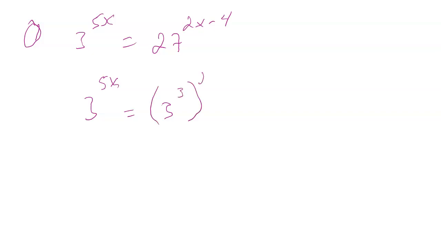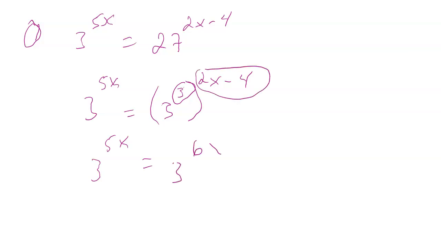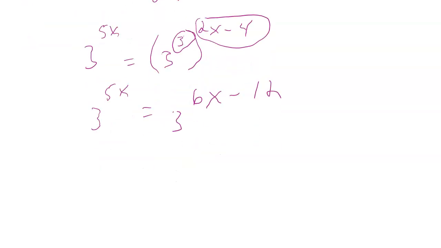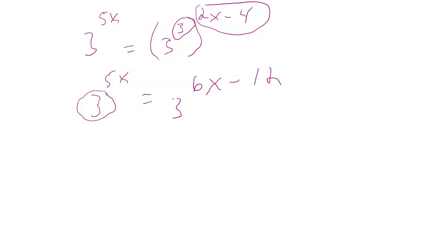We got 3 to the 5x is equal to 27 to the 2x minus 4. All right, no big deal. We want to get the same bases, so we'll say 3 to the 5x is equal to 3 to the 3, which is 27, and get 2x minus 4. When an exponent's raised by an exponent, you multiply them, so we'll get 3 to the 6x minus 12.